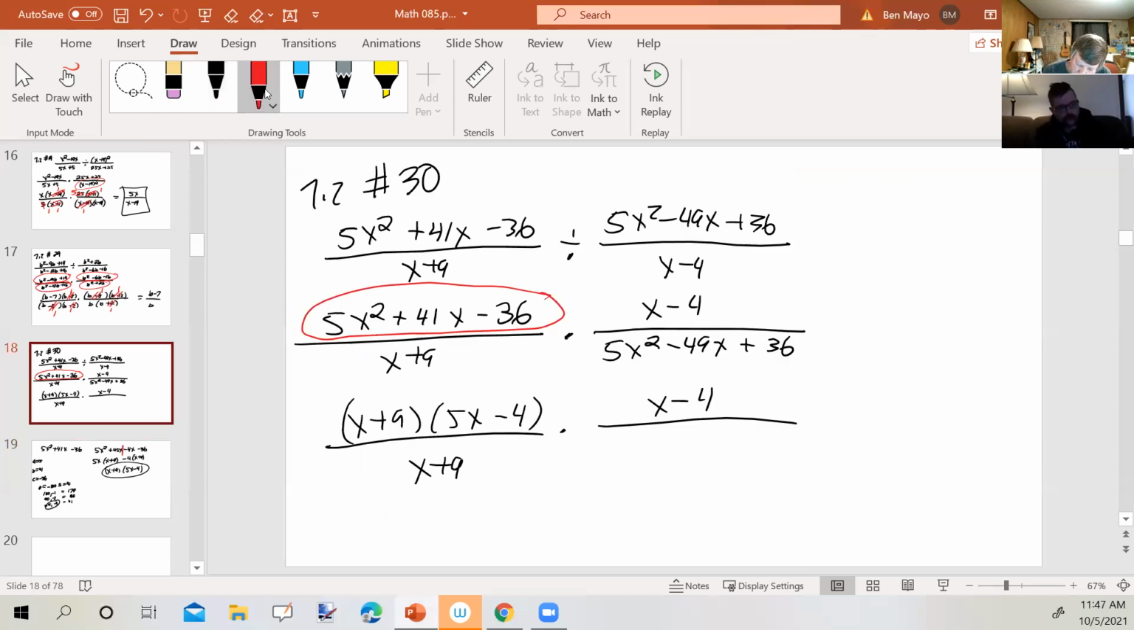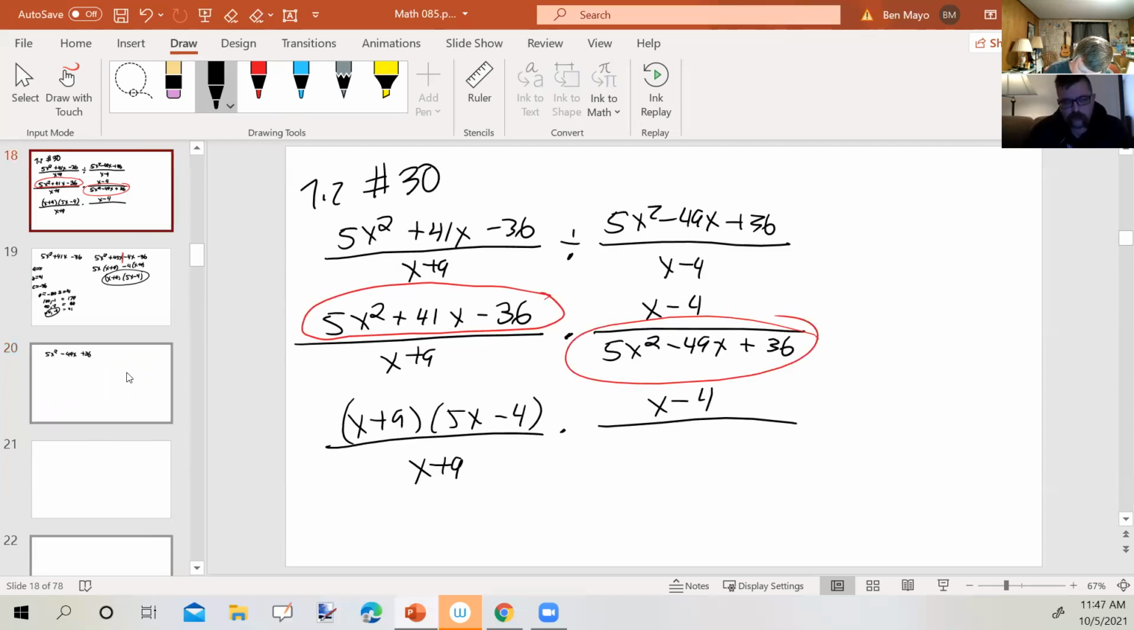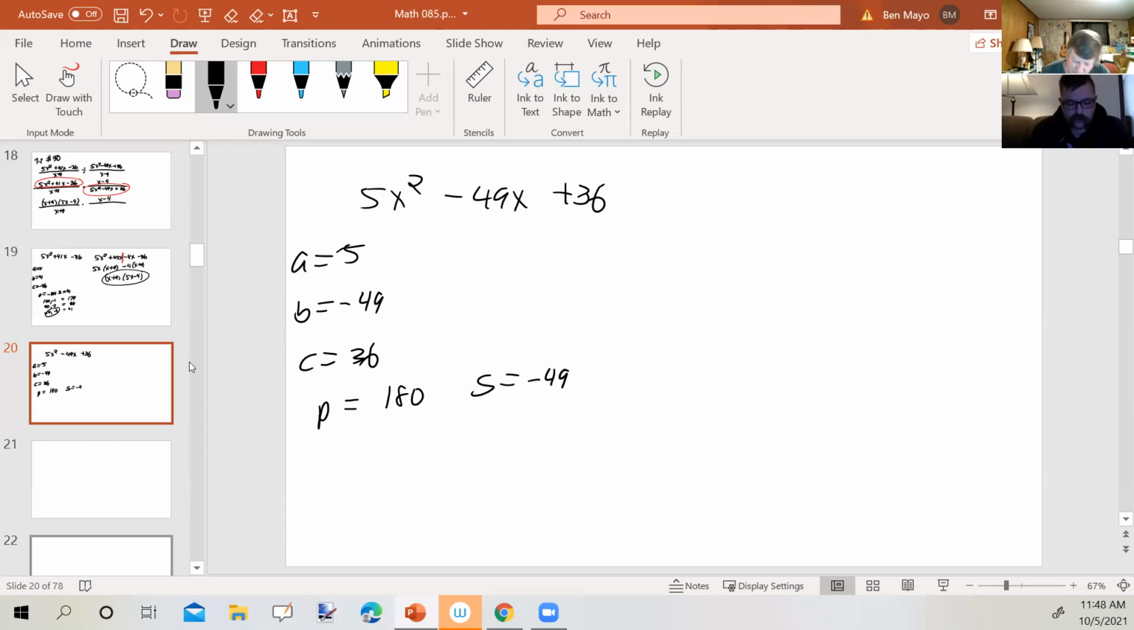And now we're going to deal with this one. 5x squared minus 49x plus 36. Is that correct? Minus 49 plus 36. Yes. Okay. So trinomial, standard form, no greatest common factor, not a perfect square, leading coefficient not a 1. So I'm going to use grouping. A is 5, B is negative 49, C is 36, product is positive 180, sum is negative 49.